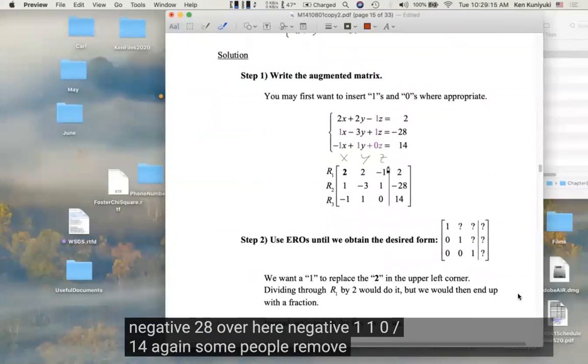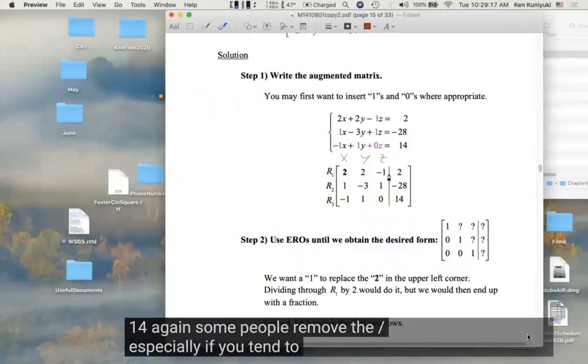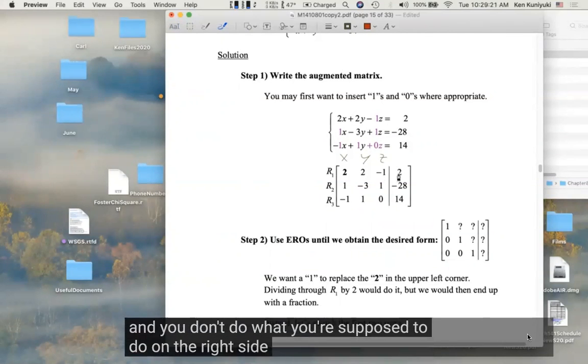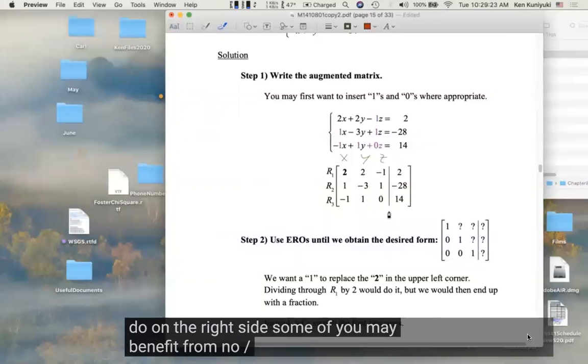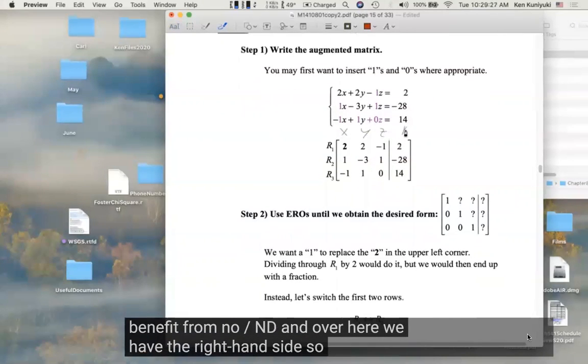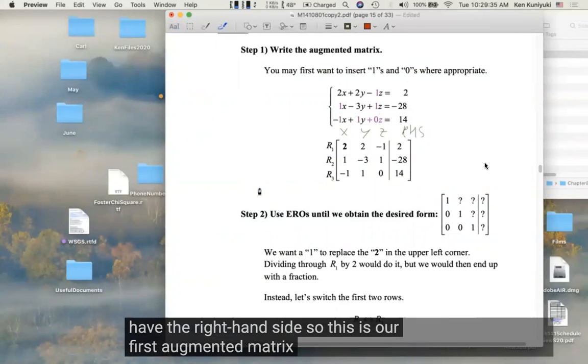Again, some people remove the slash, especially if you tend to stop at a bar and you don't do what you're supposed to do on the right side. Some of you may benefit from no slash. And again, over here, we have the right-hand side. So this is our first augmented matrix.